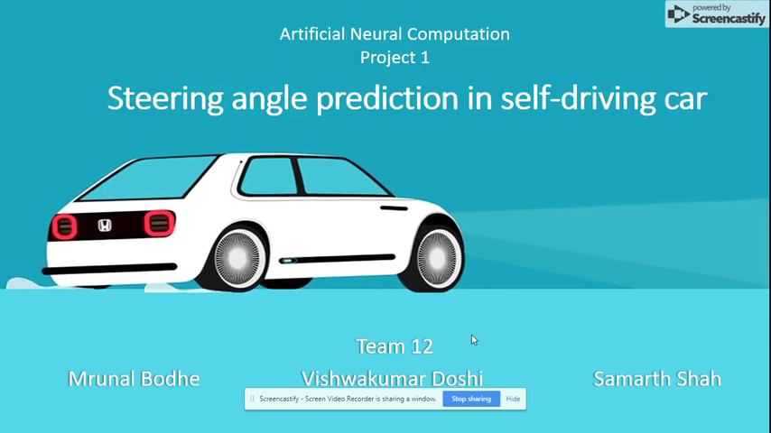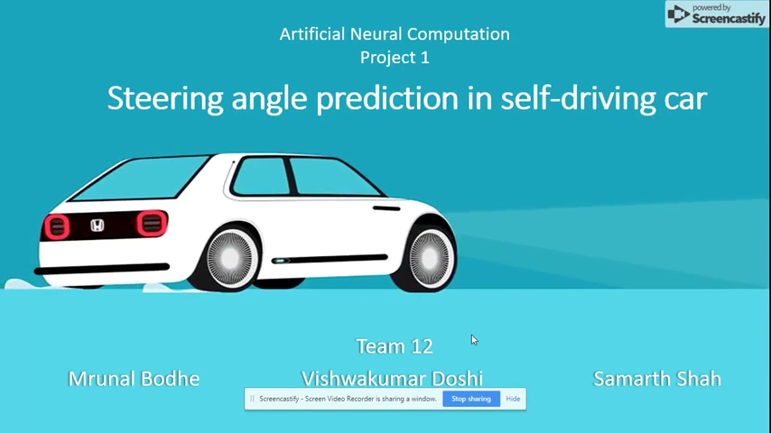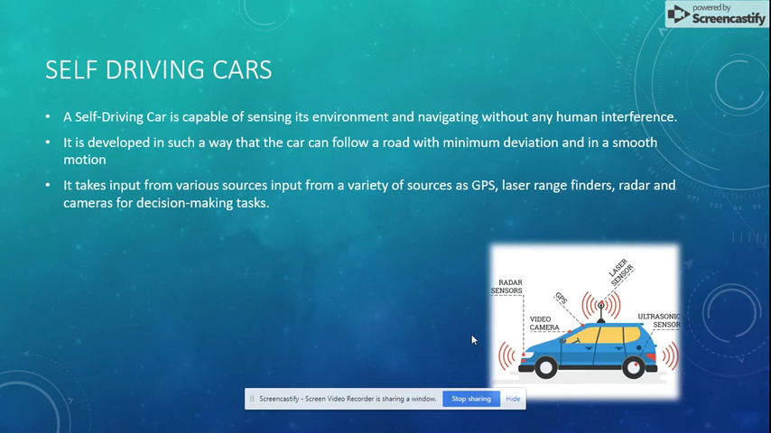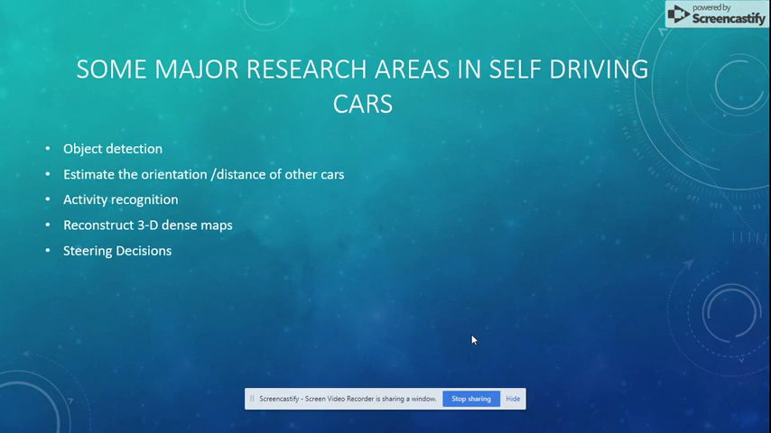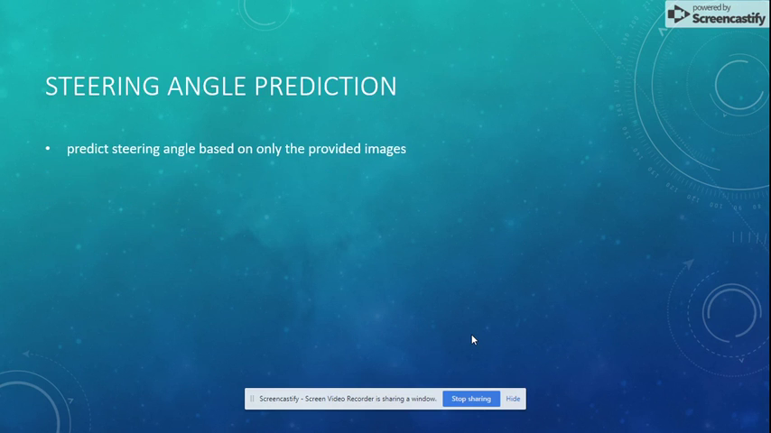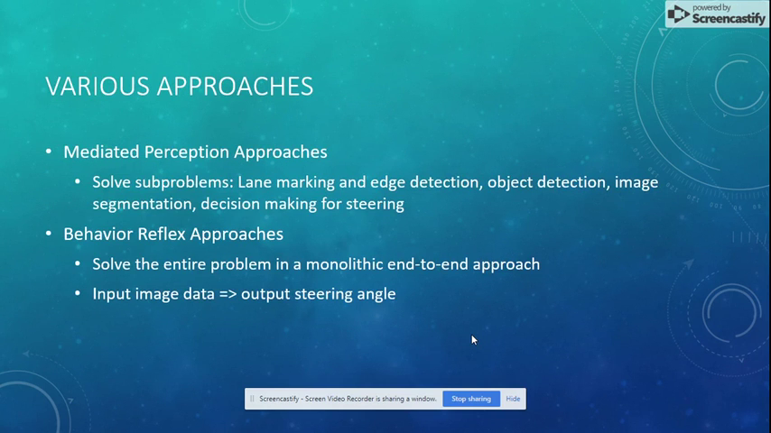We'll be doing a literature review on the problem of steering angle prediction in self-driving cars. The problem of steering angle prediction is one of the many problems that compose the major area of self-driving cars. The other problems include object detection, estimating the orientation or distance of other cars, activity recognition, and many others. As far as steering decisions are concerned, there are various approaches involved. One of the approaches is dividing this problem into sub-problems, solving each of the sub-problems, and then composing that entire solution to decide the steering angle.